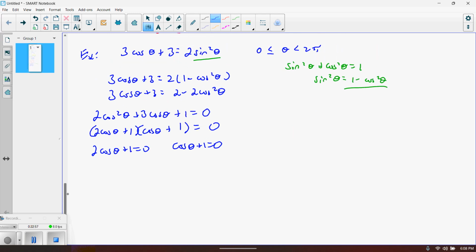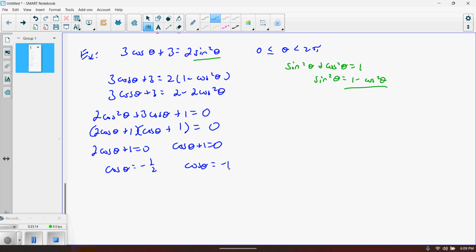So on the first one, I'm going to do 2 steps at once here. We would subtract 1 from both sides and then divide by 2. So we're going to get cosine of theta equals negative 1/2. And on the one on the right, it's just cosine of theta equals negative 1, subtracting 1 on both sides.